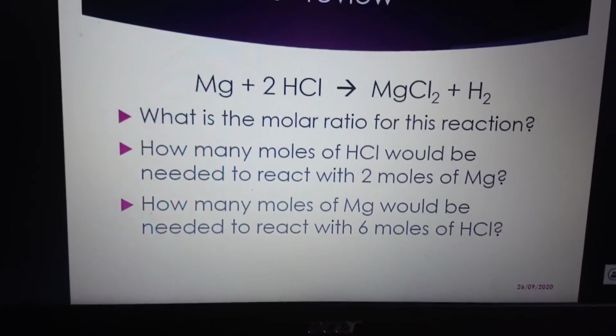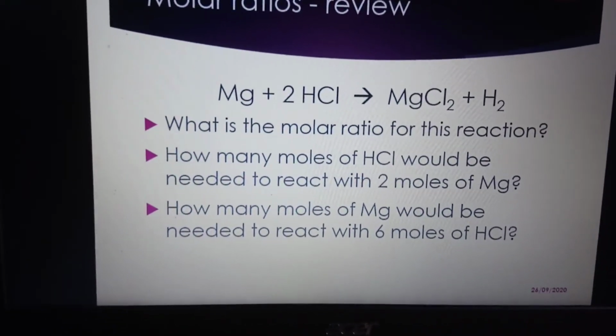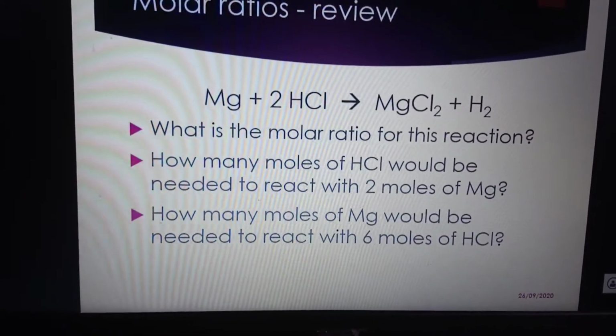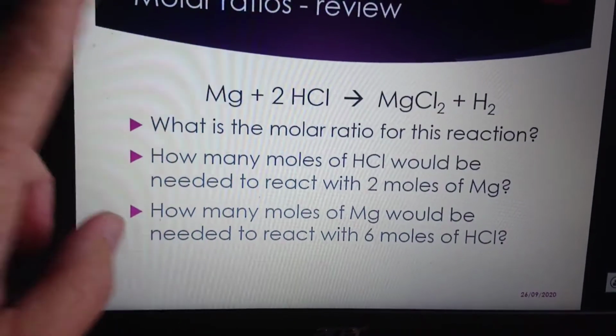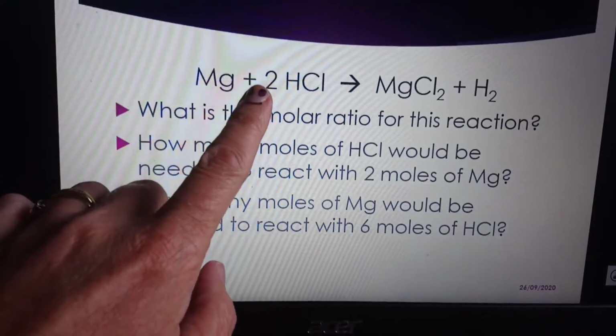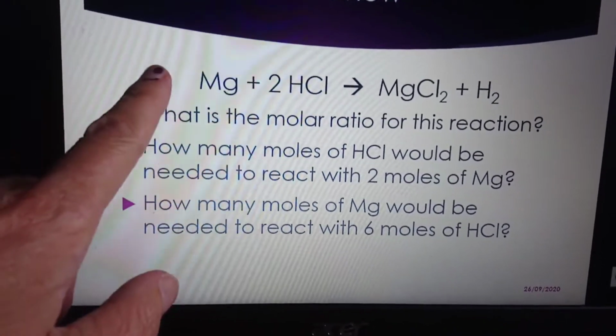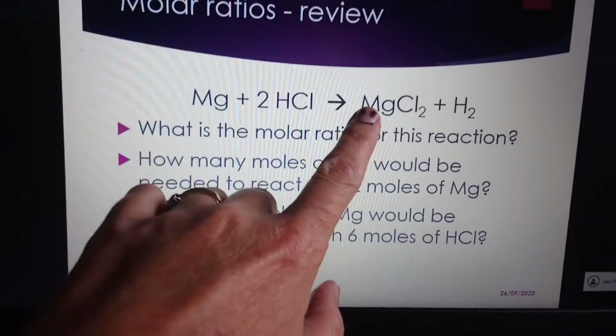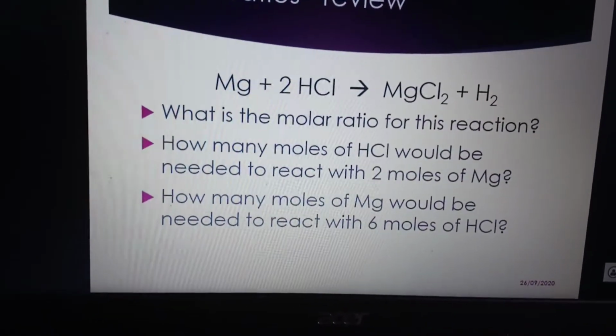So in this example, how many moles of hydrochloric acid would be needed to react with 2 moles of magnesium? Right, so if I actually had 2 moles here, I would then have 4 moles here. The ratio would go 2, 4, then producing 2 and 2.